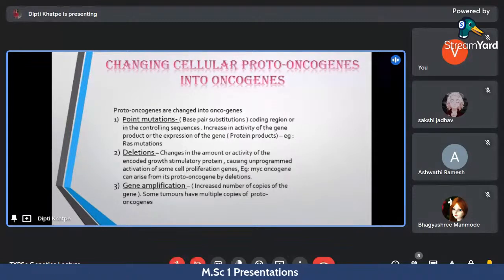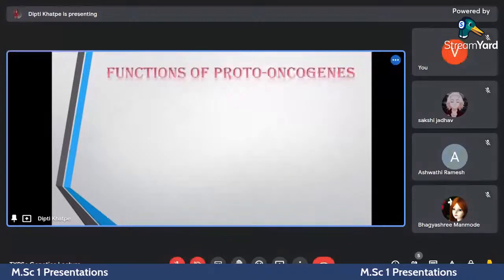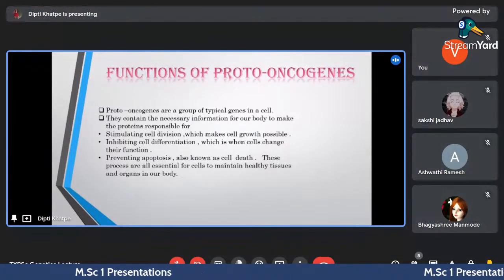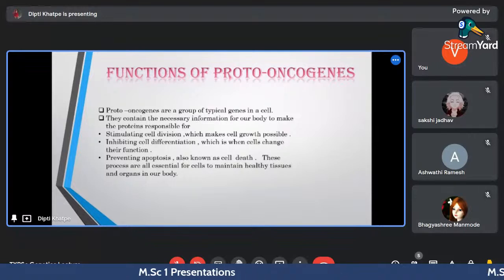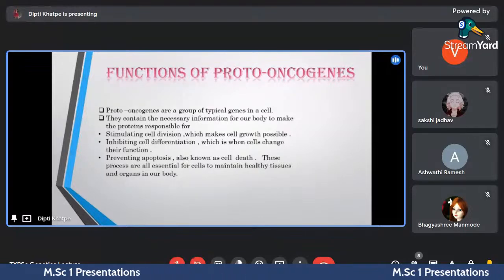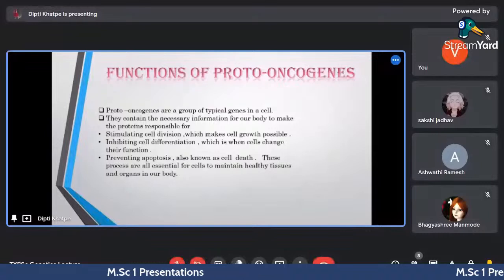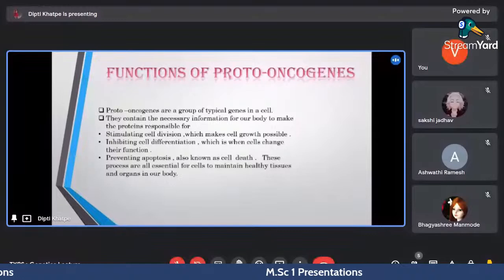Let's see the function of proto-oncogenes. Proto-oncogenes are a group of typical genes in a cell. They contain the necessary information for our body to make the proteins responsible for stimulating cell division, which makes cell growth possible, inhibiting cell differentiation, which is when cells change in their function, and preventing apoptosis, also known as cell death. These processes are all essential for cells to maintain healthy tissues and organs in our body.